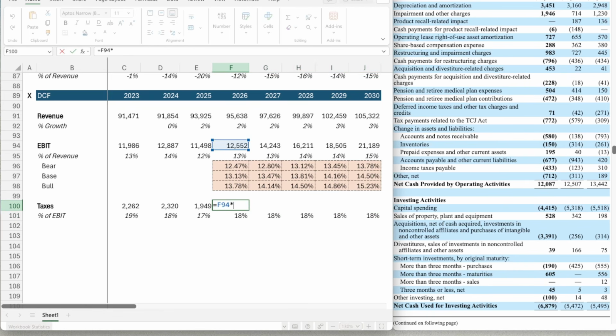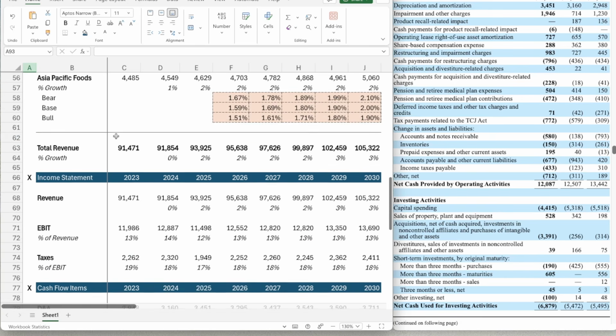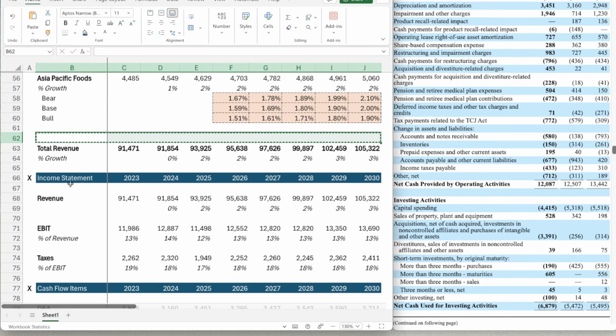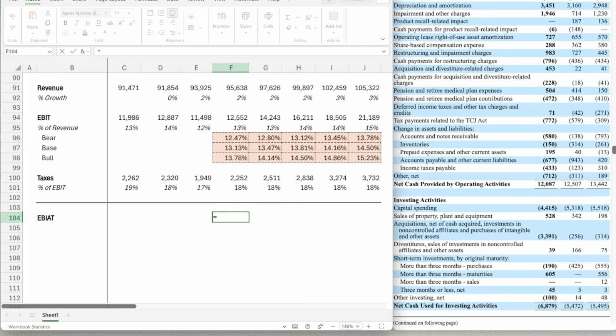Make sure this one is linked to this, because when we flick through the switches, the projected tax paid is going to fluctuate. Okay. Now, we're calculating the EBIT, which is the earnings before interest but after tax. And this is simply, you take your EBIT and you subtract the taxes.